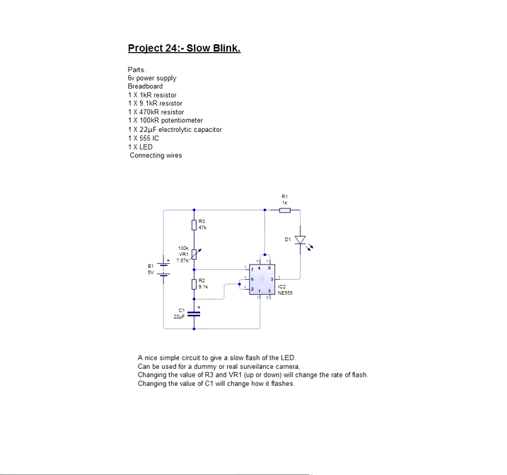This is project 24, slow blink, based on our starter kit. Very simple circuit. You could use it for a dummy surveillance camera, that sort of thing. Maybe this one should have been 23 and the other one should have been 24, because this one's more simple than the previous project. But again, it's still quite a useful project. I'm sure people will get some use out of it.